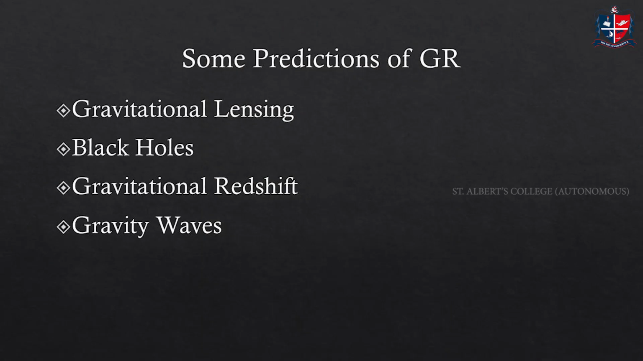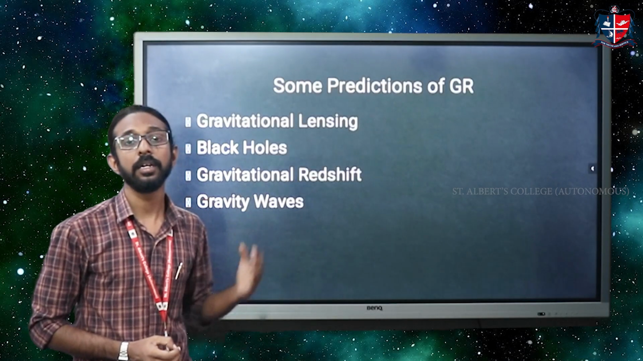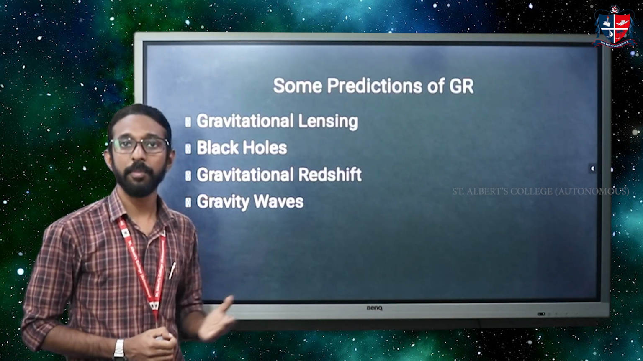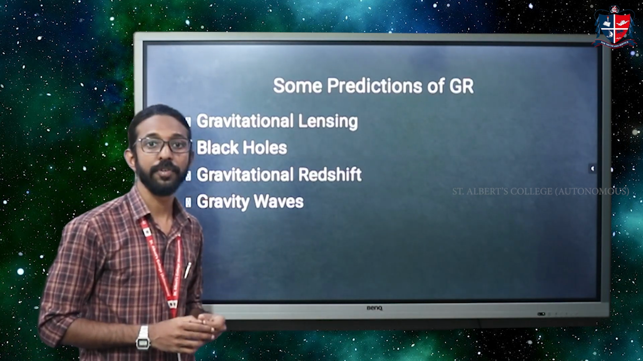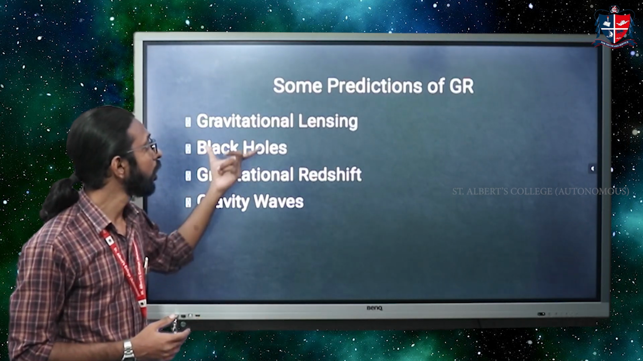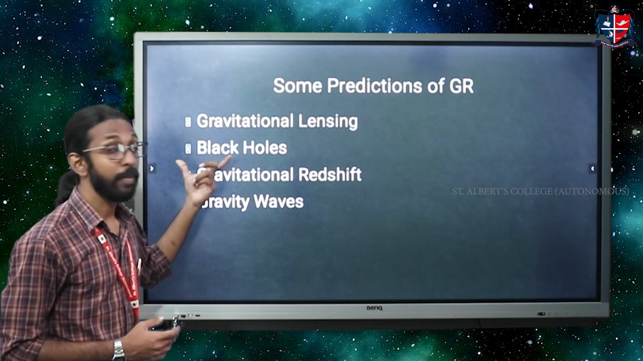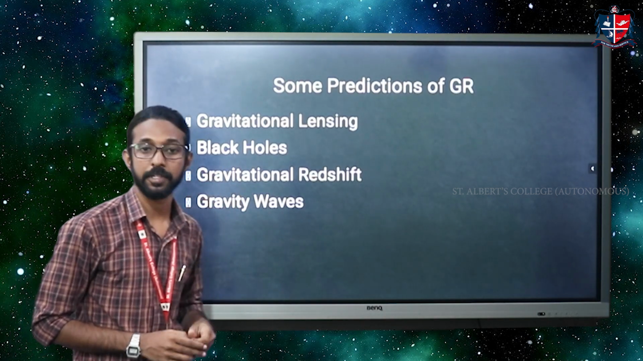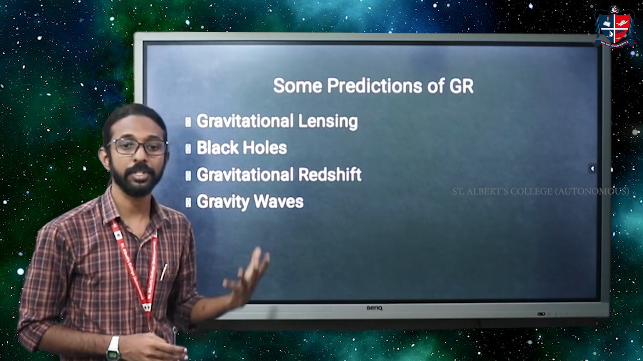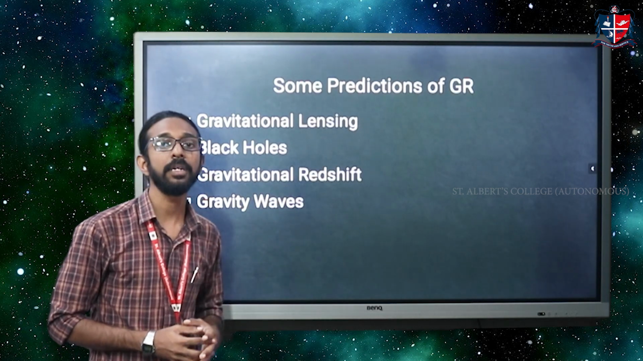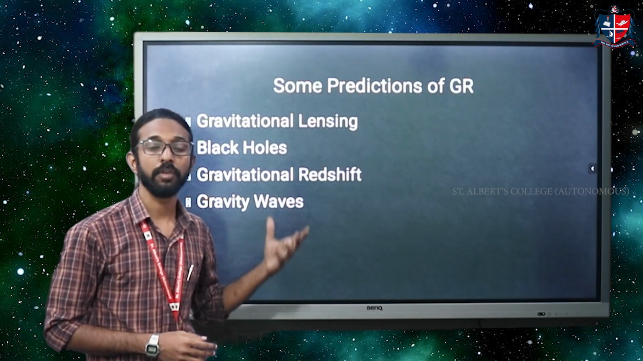And there are many predictions of the general theory of relativity. Einstein predicted these way back in the early 20th century, and all of these predictions were confirmed through experiments and observations. Some of the major predictions of the general theory of relativity are: one, gravitational lensing; two, black holes; three, gravitational redshift; and four, gravity waves. So these are four of the major predictions. There are also a lot of other predictions, but these are four of the major predictions that came as a result of the general theory of relativity.